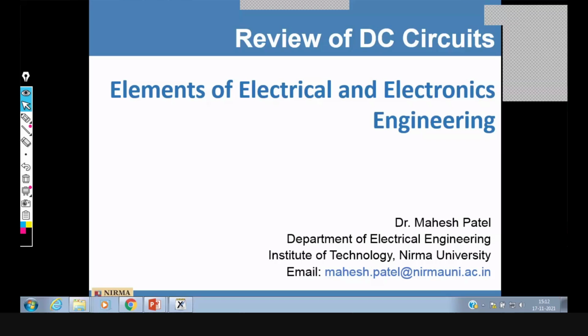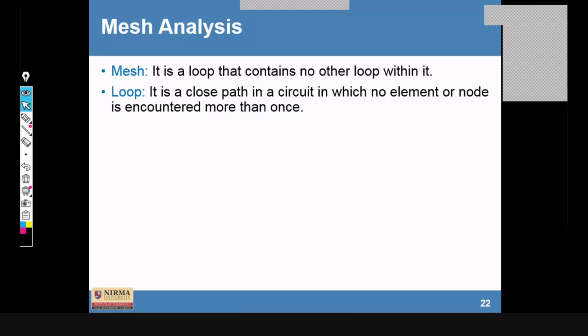So the definition of mesh and the definition of loop we have already discussed. So let me repeat that definition first. So mesh is nothing but it is a loop that contains no other loops within it. Fine. And what is the definition of loop? It is a closed path in a circuit in which no elements or node is encountered more than once. Fine. So let's have an example and then we will discuss what are the number of meshes and what are the different loops. So if you identify the number of meshes, then you can easily solve the mesh analysis.